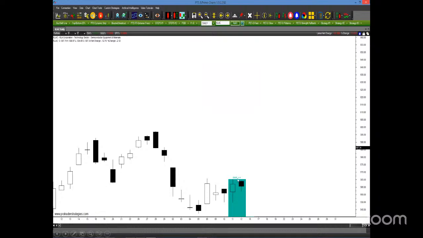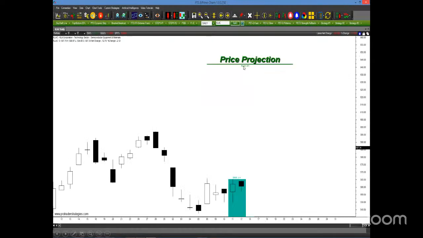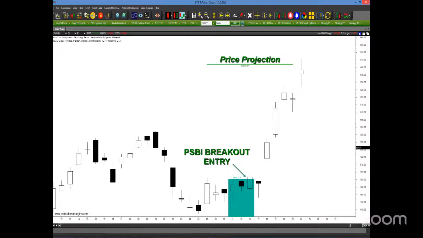Here's a breakout area in KLAC. Click on PSBI, buy price projection. That looks like a pretty good run. You say to yourself, wow, if there's a good chance, if there's a high probability that price is going to get all the way up there, I think I'll take advantage of it. So you actually buy on the breakout. And in a little over a week, it gets right to the price projection. So that would have been a good place to exit or at least take some of your profit off the table before it stopped and reversed.